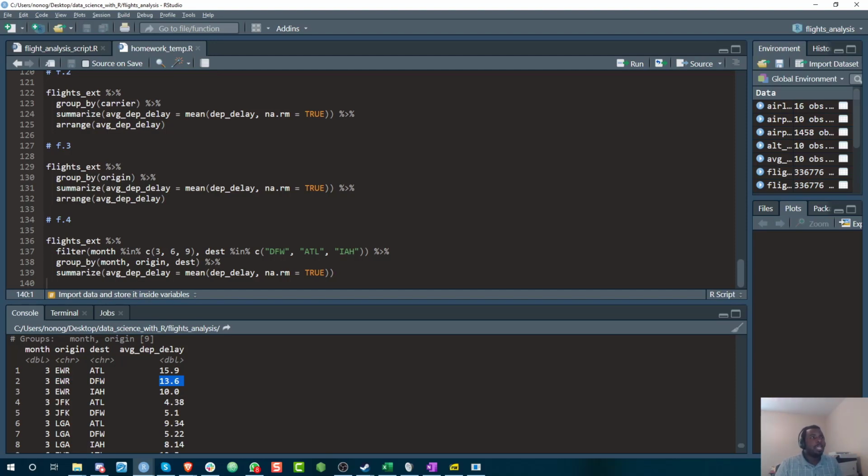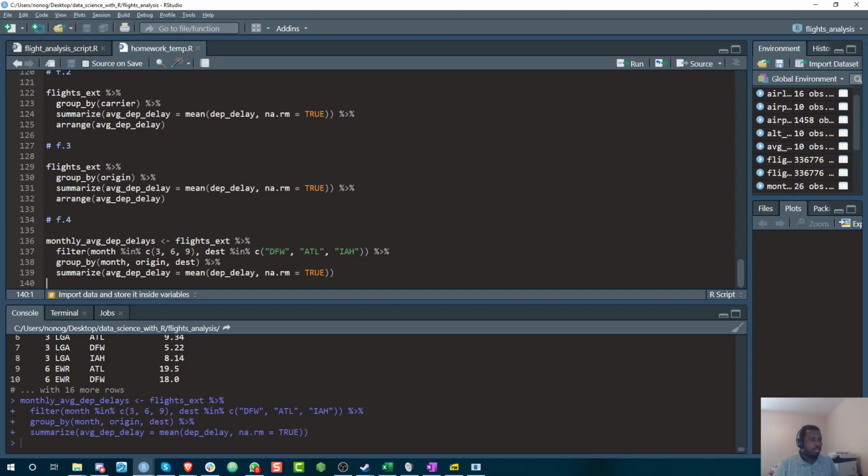Now let's take a quick look again at what the businessman is doing. So he's going to Dallas in March. So for the March flights, I'm just going to give it a name. Let me just call it monthly average departure delays, like this. The name is fairly long, but let's just call it like that.